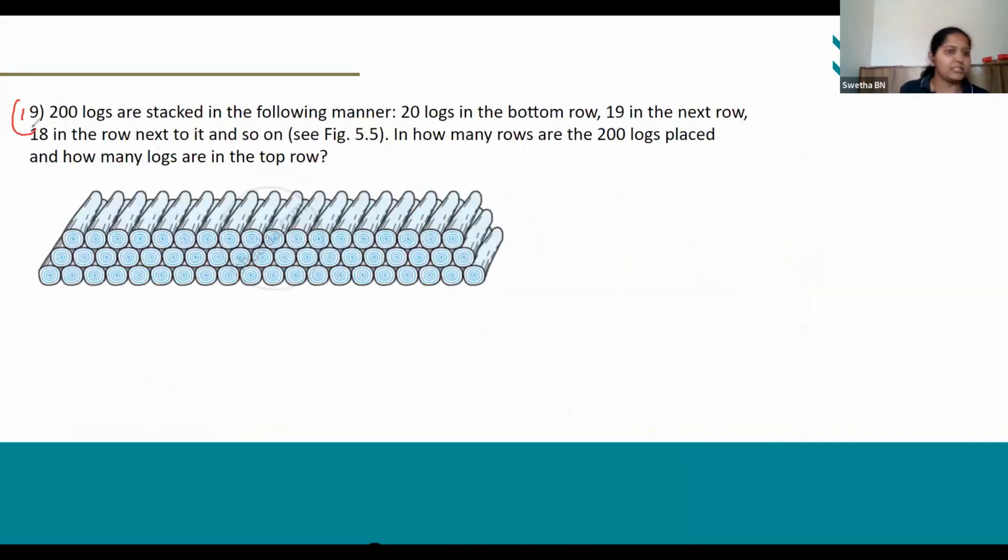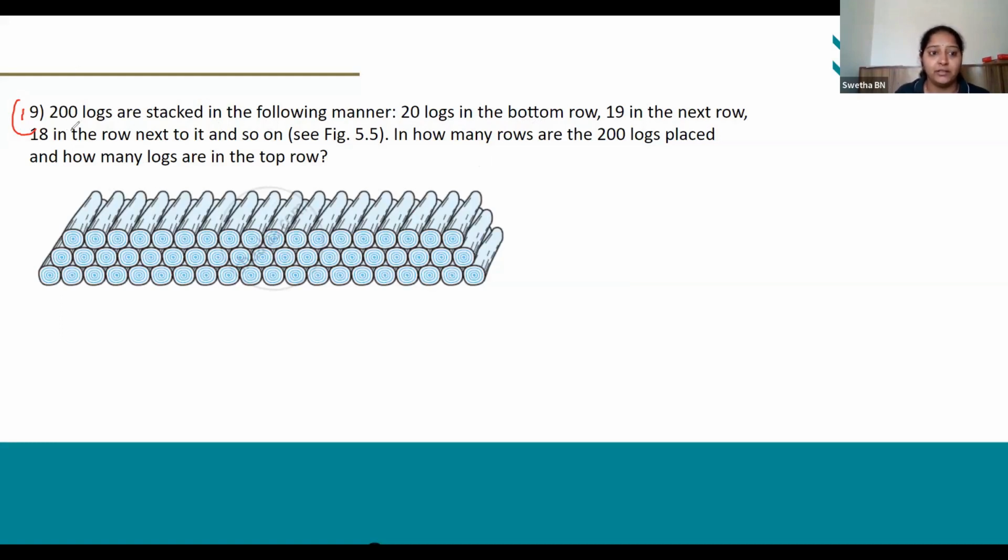This is the 19th question. 200 logs are stacked in the following manner. 20 logs in the bottom row, 19 in the next row, 18 in the row next to it, and so on. In how many rows are the 200 logs placed and how many logs are in the top row?